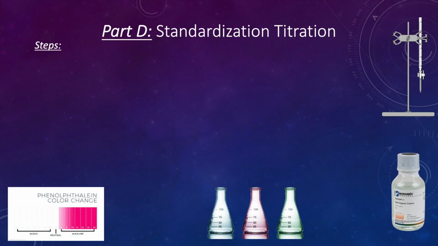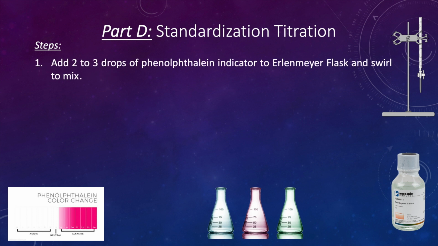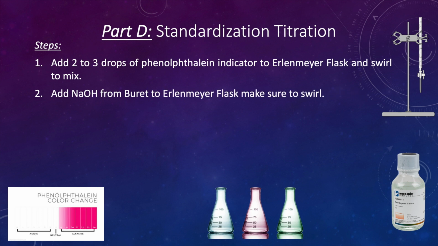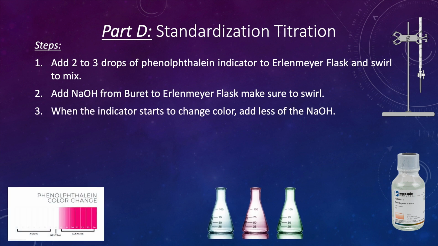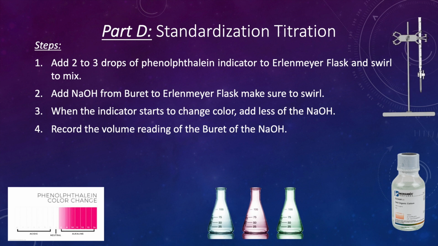For part D, the standardization titration, which is how we perform the titration, we're going to add 2 to 3 drops of phenolphthalein indicator to the Erlenmeyer flask, and we're going to swirl it. Then we're going to add the sodium hydroxide from the burette to the Erlenmeyer flask and swirl it. After that, when the indicator starts changing color, we're going to add less of the sodium hydroxide. Then we're going to record the volume reading of the burette of the sodium hydroxide.